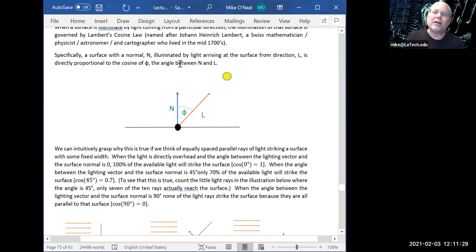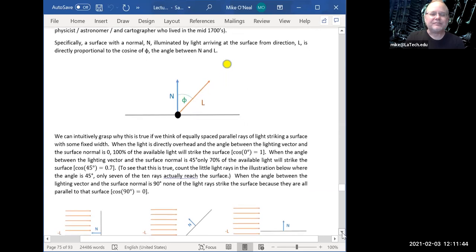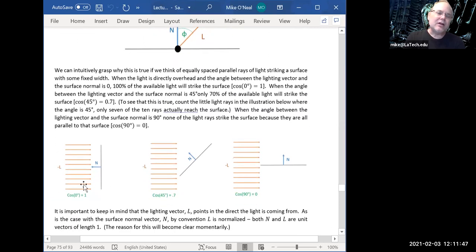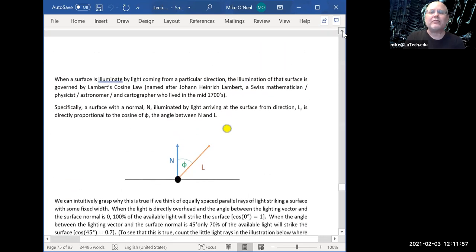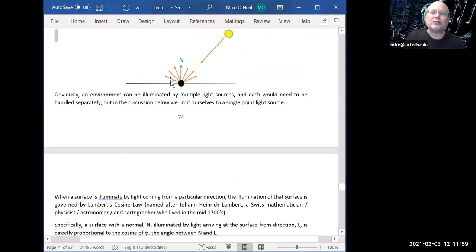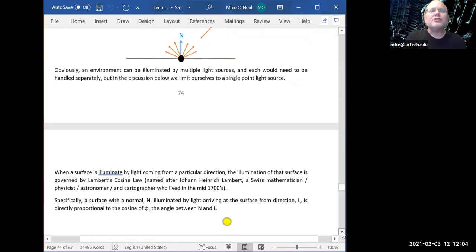When the light is directly overhead, coming down like this, the lighting vector points towards the light source like this. So the surface normal and the lighting vector are the same. In that case, 100% of the little light rays are hitting the surface. And once they hit the surface, remember, they're reflected equally in all directions. So we haven't changed anything. Whatever gets to the surface is going to go out in all directions.